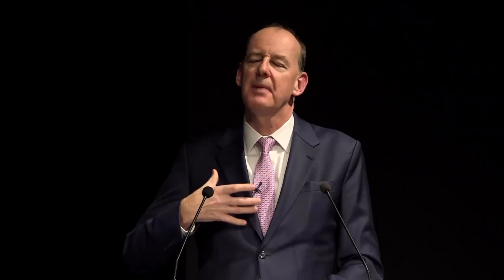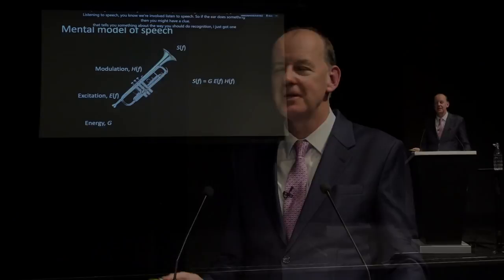But I would like to point out one thing, which is not about speech production, it's all about the ear. When you're designing a pattern recognition system, you're looking for clues, not only in the signal, but you might also be looking for clues in the way we do things. We're very good at listening to speech. We've evolved to listen to speech. So if the ear does something, then you might have a clue that tells you something about the way you should do recognition. Now, I've just got one of those clues for you to ponder, because it's quite a fun one.